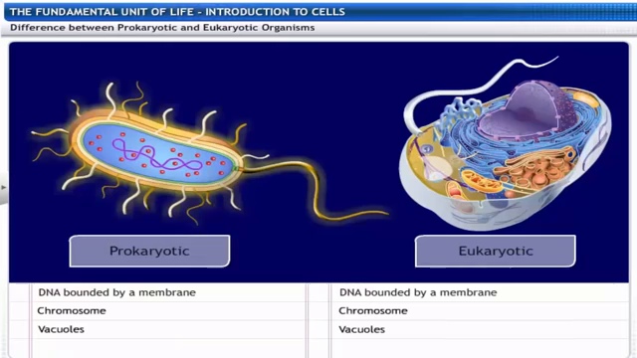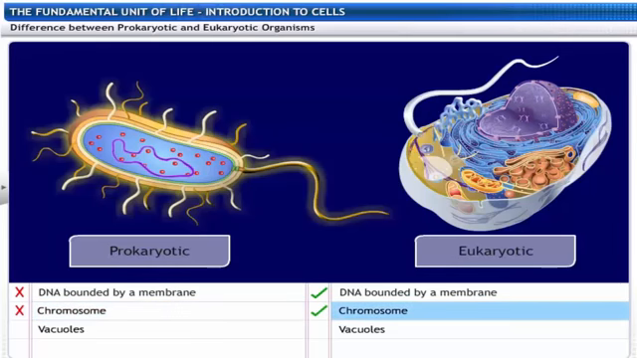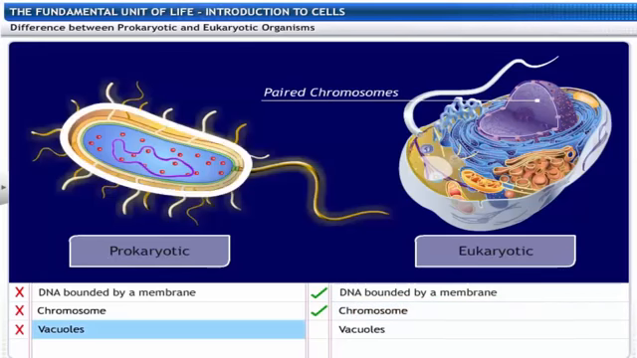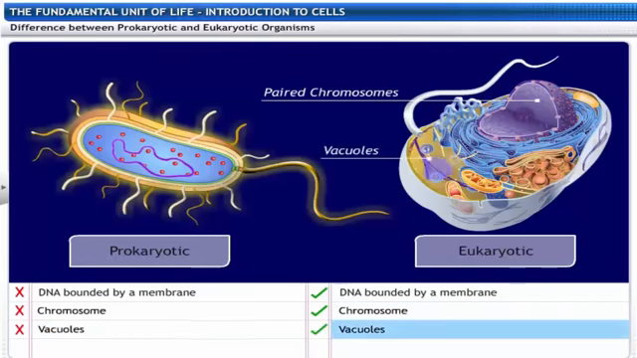Let's see the difference between prokaryotic and eukaryotic organisms. Prokaryotic DNA is not bounded by a membrane and is called nucleoid. Eukaryotic DNA is bounded by a nuclear membrane. Prokaryotes have a single circular DNA, while eukaryotes have DNA in paired chromosomes. Prokaryotes do not have vacuoles, while eukaryotes do have vacuoles.